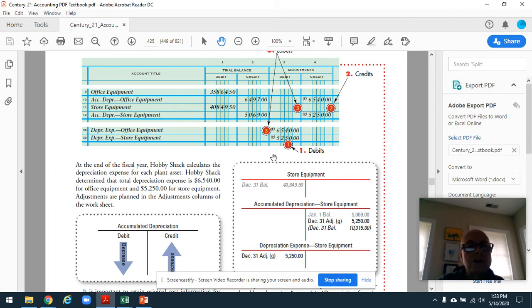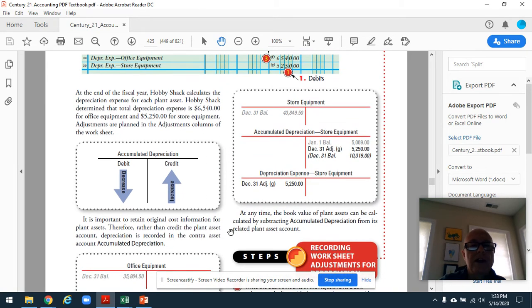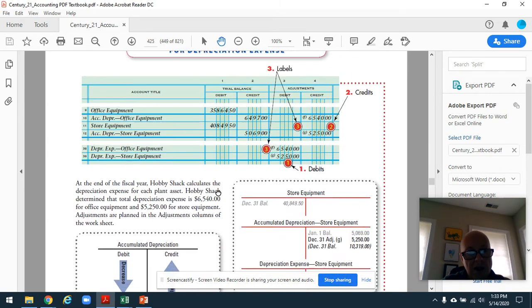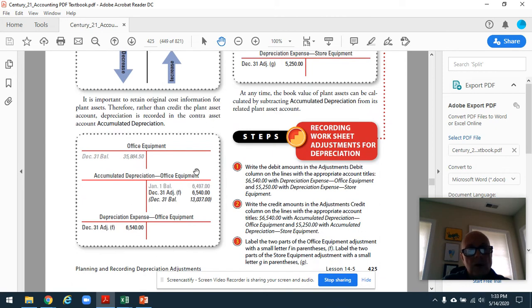alphabetical characters here. Okay, so accumulated depreciation is a contra account to the asset account. So it has a normal balance of credit. Keep that in mind. Here's the analysis with the T accounts. So you're reducing the value of the assets. Okay, and you have to record the additional depreciation in the adjustment column. Okay, and it just adds to, and you keep a running total.